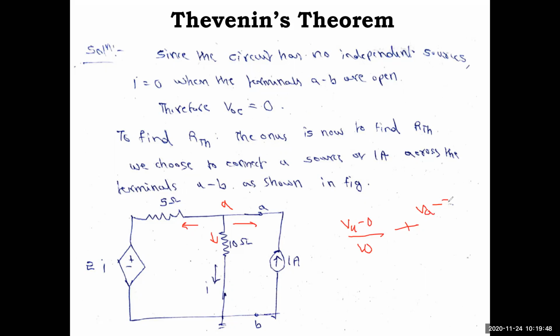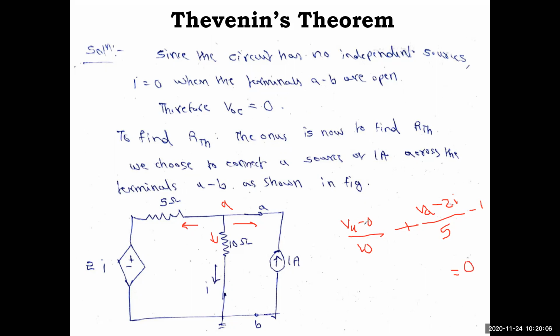You write down this. Okay, it is not there in the next step. VA minus 2I dependent, divided by resistor value 5, and there is a current coming here. That's why I will take it as minus. Okay, it is opposite to what I have assumed. So that's why it is minus 1 equal to 0.